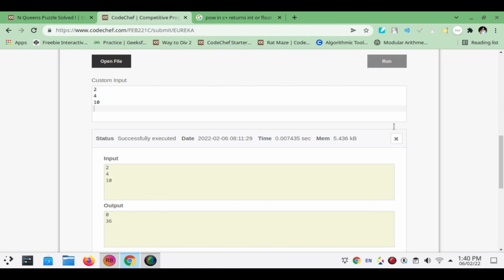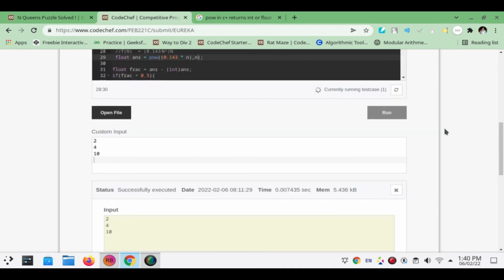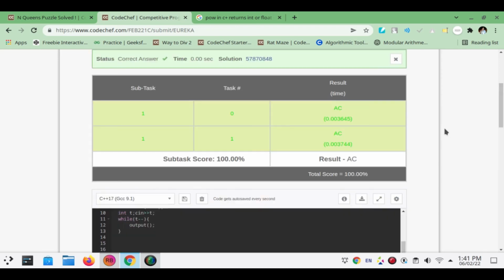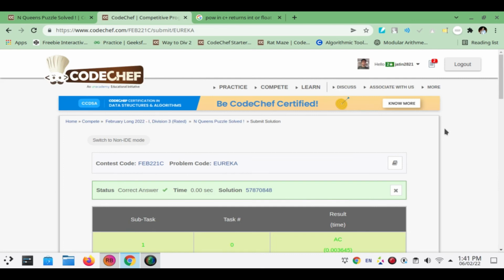Okay, we are now trying to submit our problem. We are currently running test case 1, and yeah, correct. So we have successfully submitted 2 problems till now.